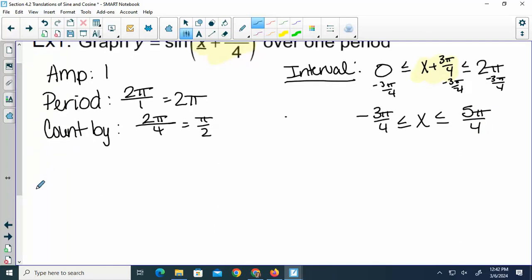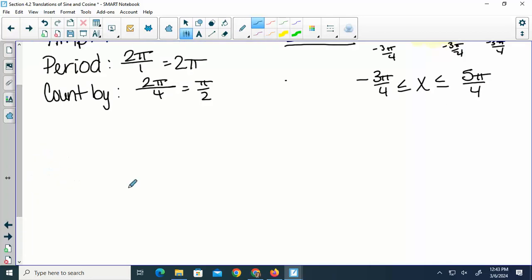So my period is no longer necessarily my stopping point. It's the distance from where we start to stop. Because I'm starting at negative 3 pi over 4, it will take me until 5 pi over 4 to get a positive 2 pi. That's the length between them. Then our setup is very similar after that. I only asked for one period on this one.